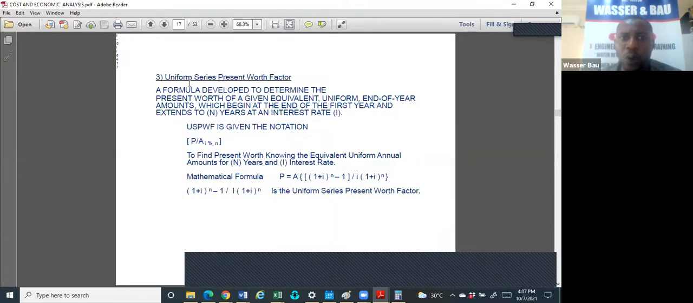So the first one is what we call uniform series present worth. A formula developed to determine the present worth of a given equivalent uniform end-of-the-year payment. Okay, let me explain it in layman's language. Either you give me 5 million today, or you give me 1 million in each of the next 5 years.